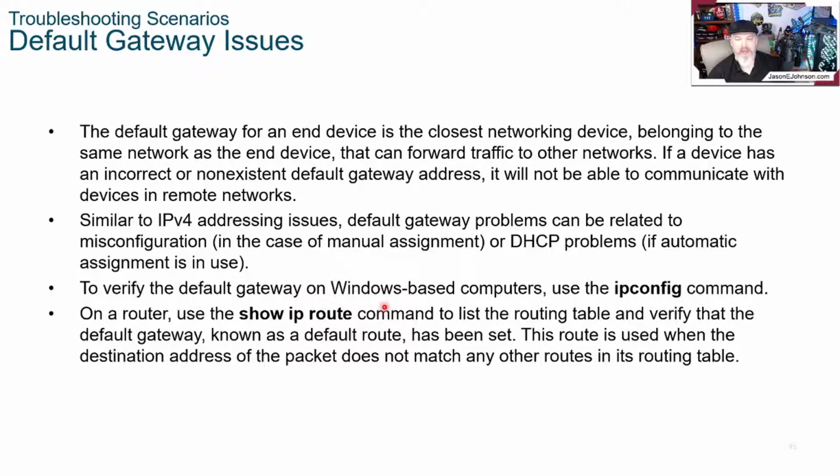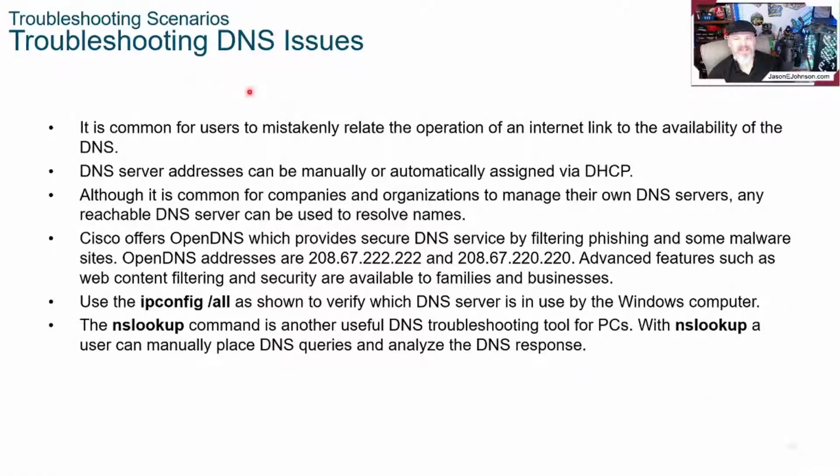To verify the default gateway on a Windows-based computer, use the ipconfig command to see what the default gateway router is, or on a router, do the show ip route command to list the routing table. The default route is used when the destination address of the packets does not match any of the other routes in its routing table. Troubleshooting DNS issues.